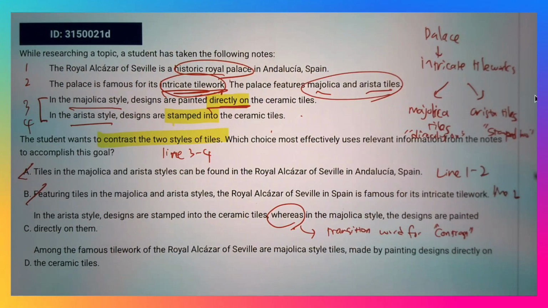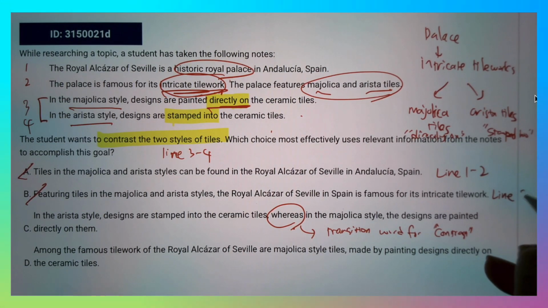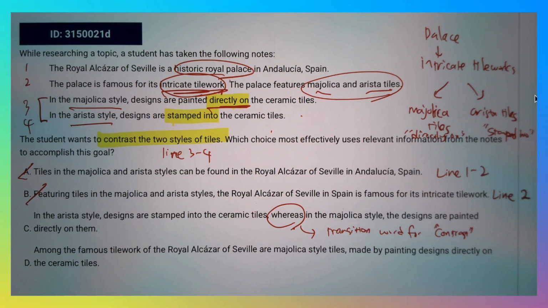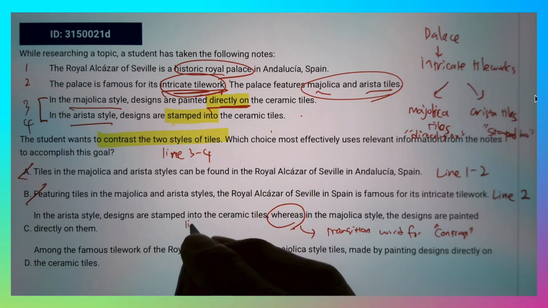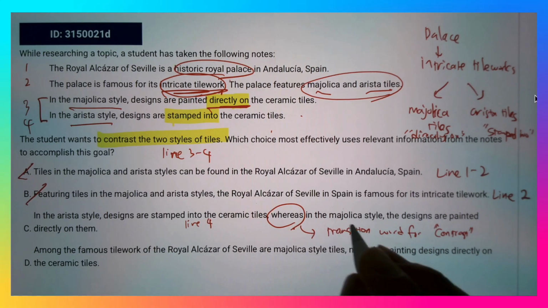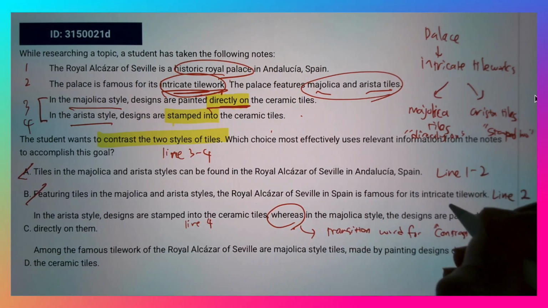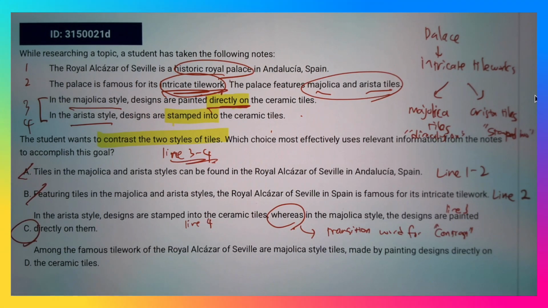Looks like my writing is bad here, so let me write it neatly. So line 2. C, in the arista style, designs are stamped into the ceramic tiles. That's what line 4 is about. Whereas in majolica style, the designs are painted directly on them, and that's line 3. So because we mentioned lines 3 and 4, C is the correct answer.